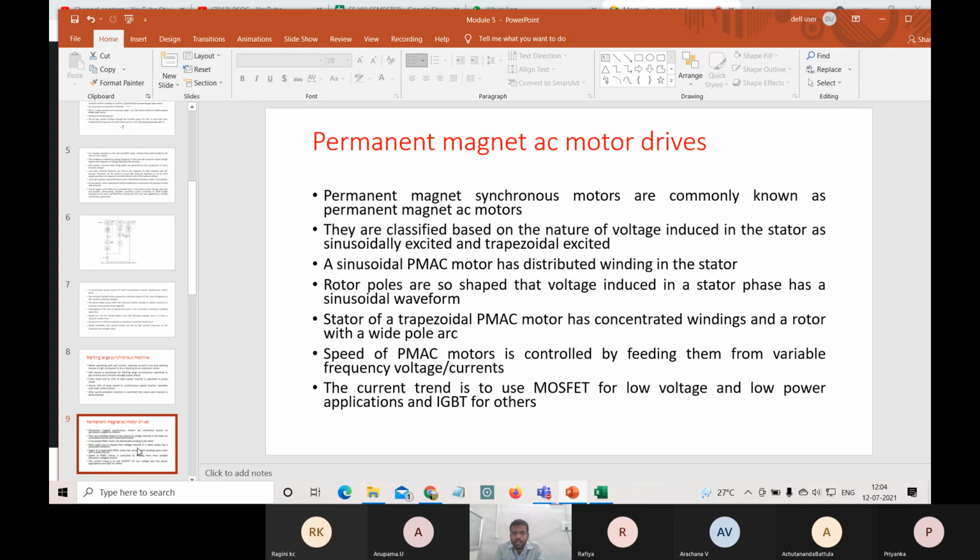A sinusoidal PMAC motor has a distributed winding in the stator. We have different types of windings. You studied them in the machines subject as well as in the drawing subject. What are the different types of winding? If anyone can say. Distributed winding.